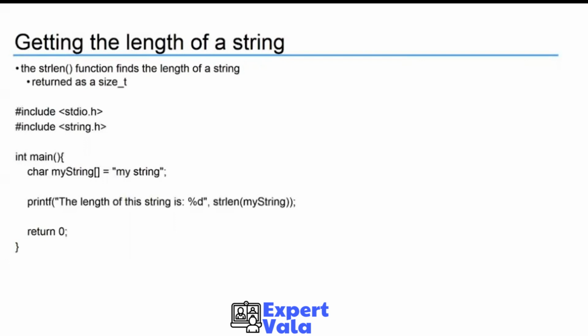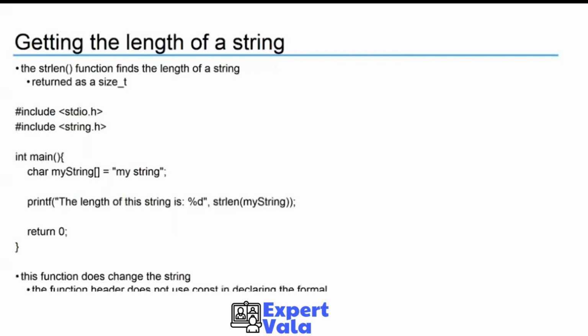It's one of the most often used ones because you often want to get the length of a string. When you do validation checks or anything really, if you want to make sure there are no buffer overflows, you can do that as well. This function does not change the string. So the function header uses const in declaring the formal parameter string. If you were to go and look at string.h inside usr/include in your directory, you would see that it's defined as a constant.